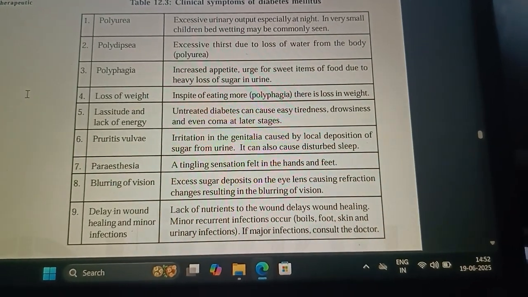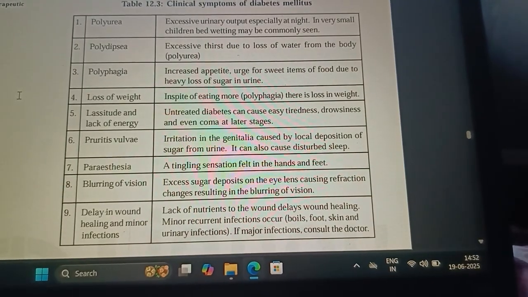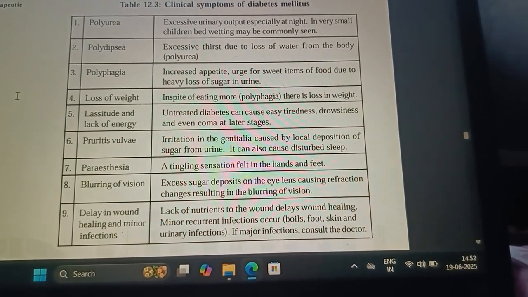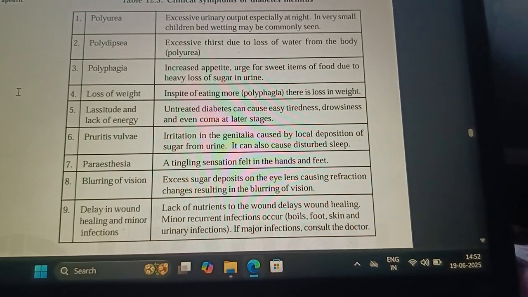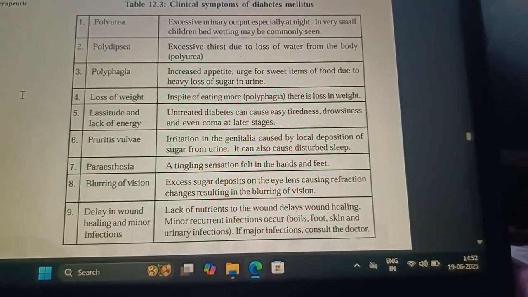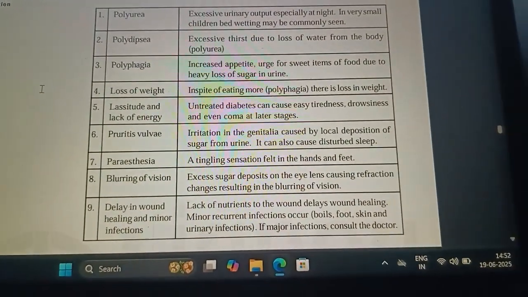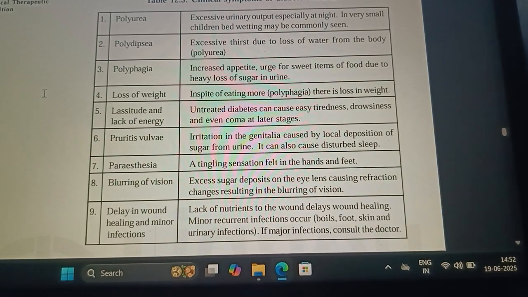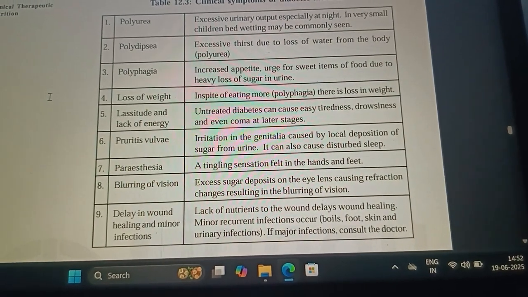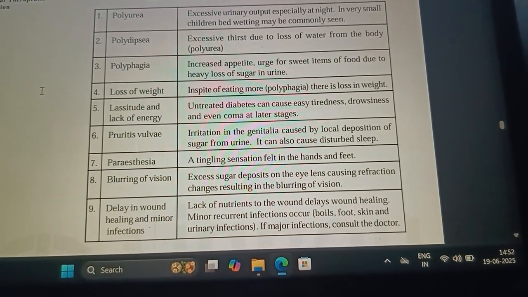Mainly what we observe in the urine test is ketone bodies, or ketone bodies plus, which is a metabolite of sugar. In diabetes patients, excessive ketone bodies show excessive or heavy loss of sugar from the body. Next, loss of weight.